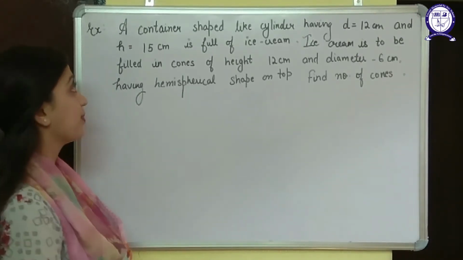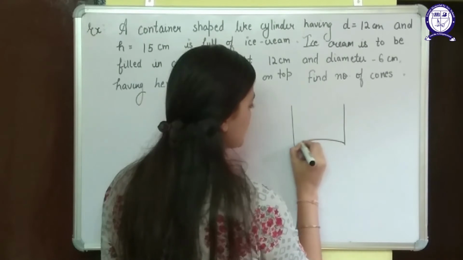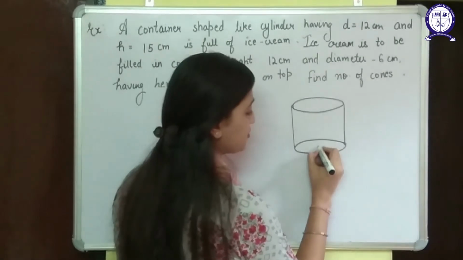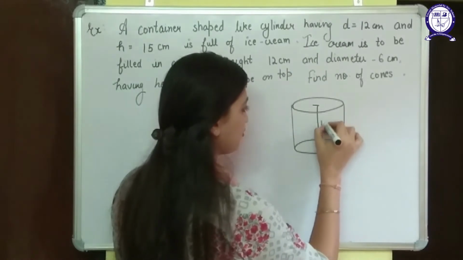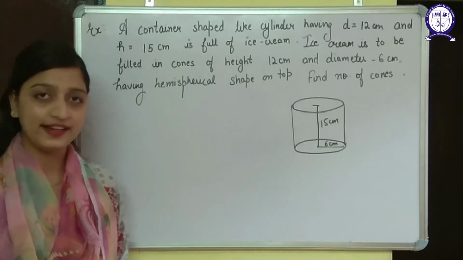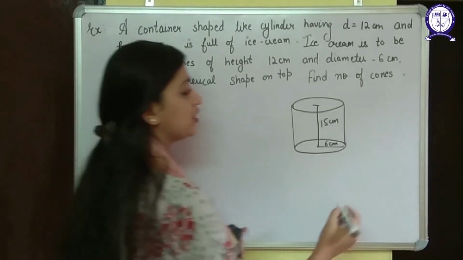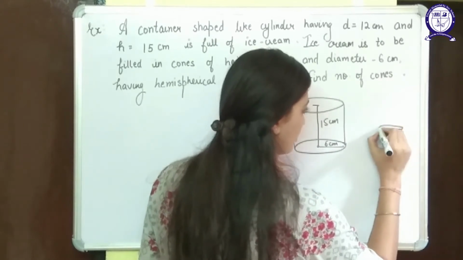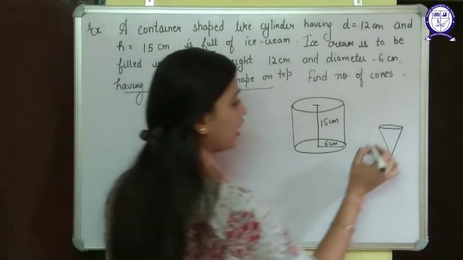Now look at the question. We have a container which is shaped like cylinder. The diameter is 12 cm, which means radius is 6 cm and height is 15 centimeters. Now the ice cream is taken out of this cylindrical container and put in the conical shaped ice cream cones in such a way that it also has a hemispherical shape on the top.